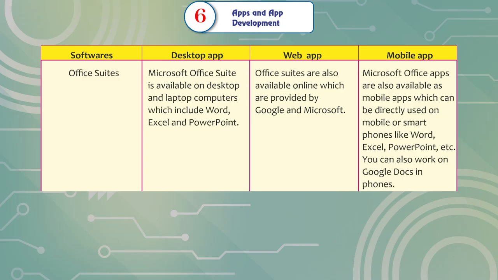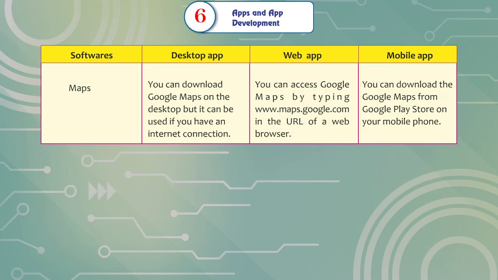Office suites are also available online, which are provided by Google and Microsoft. Microsoft Office apps are also available as mobile apps which can be directly used on mobile or smartphones, like Word, Excel, PowerPoint, etc. You can also work on Google Docs in phones.